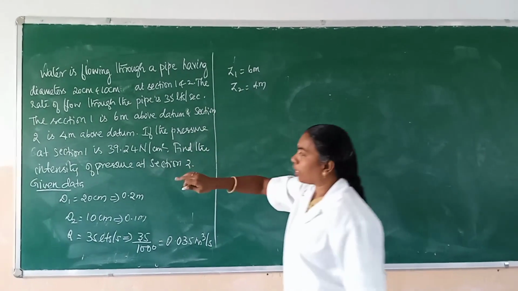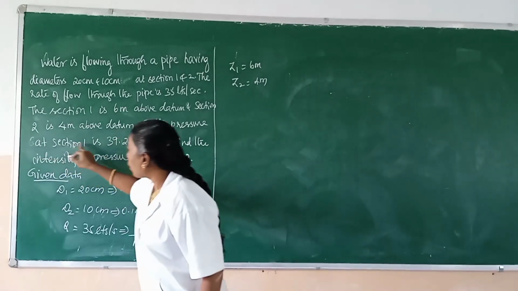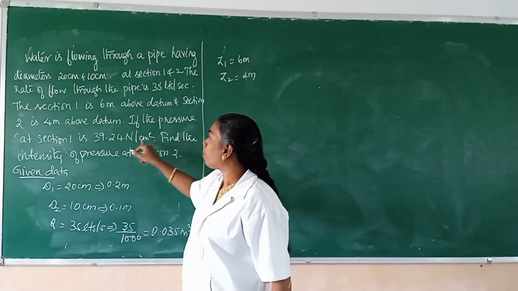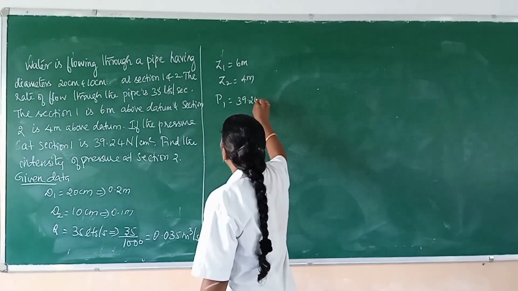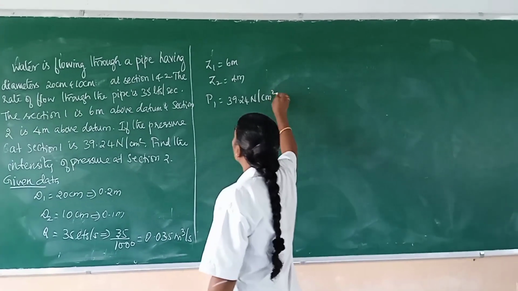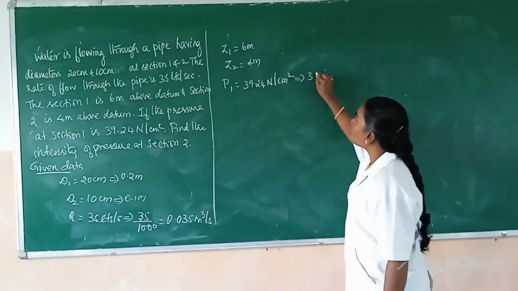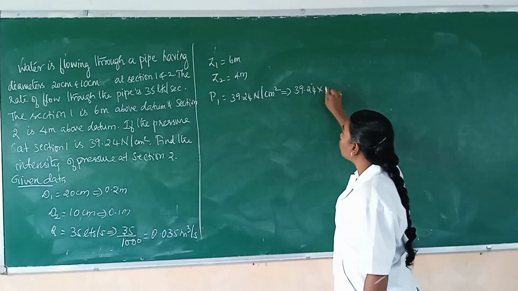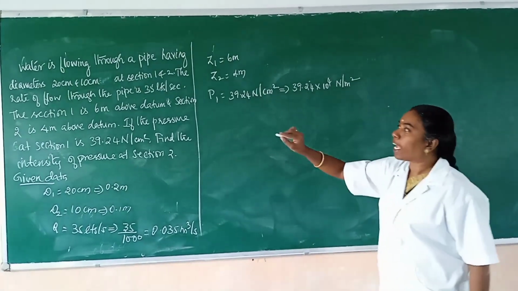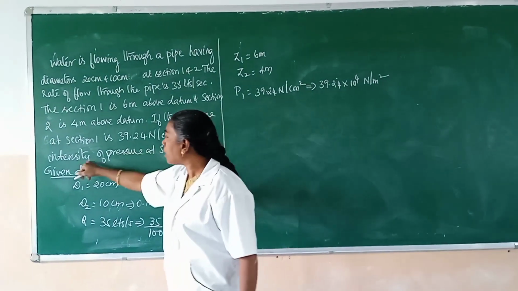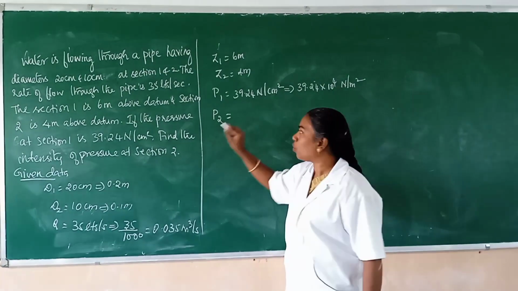So Z1 is equal to 6 meter and Z2 is equal to 4 meter. Then, the pressure at section 1 is 39.24 Newton per centimeter square, that is P1 is equal to 39.24 Newton per centimeter square. It is given in centimeter, so we can convert it into meter square: 39.24 into 10 to the power of 4 Newton per meter square. We are asked to find out the intensity of pressure at section 2. We need to find out the P2 value.